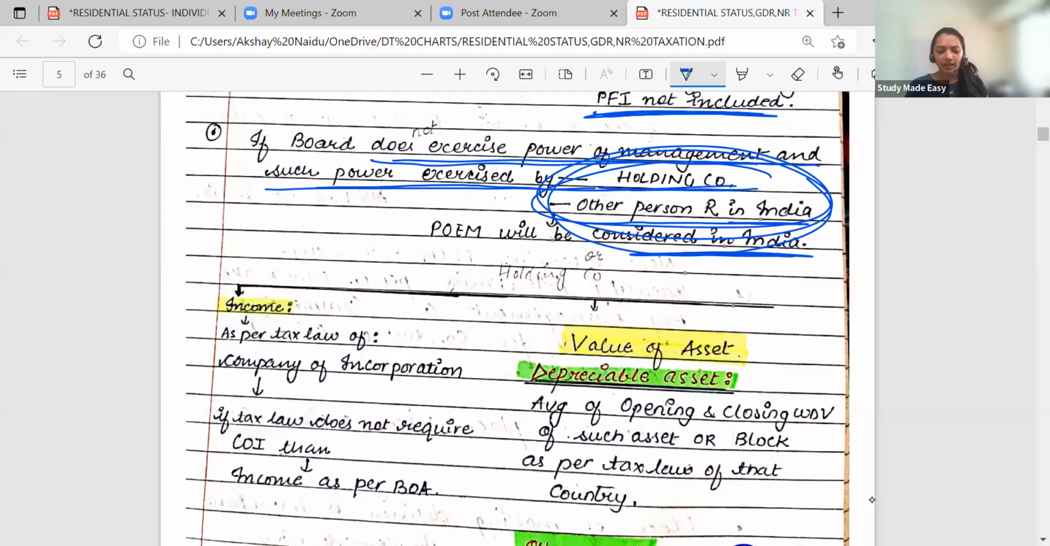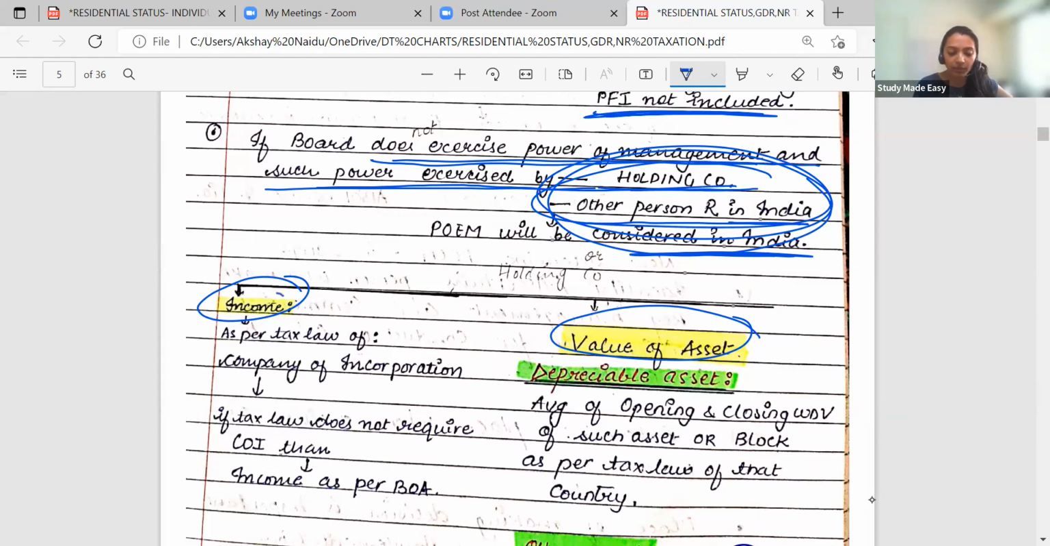Done? Now, we have talked about income, we have talked about assets. Now, what would be the value of all these things? We have talked now, total asset 50%, less than 50% in India, total income less than 50% passive income.